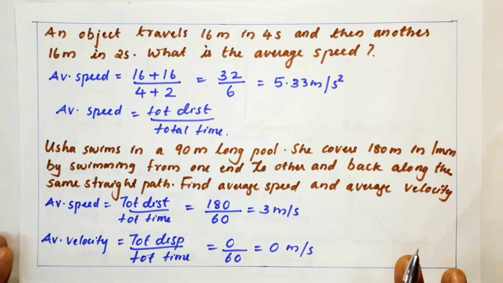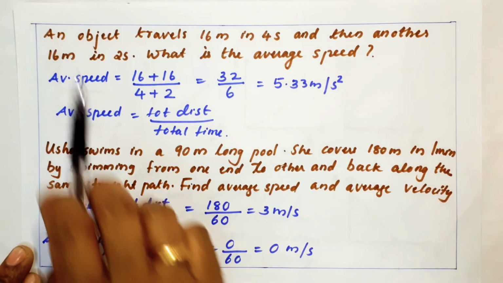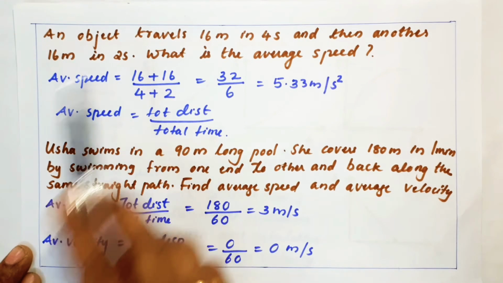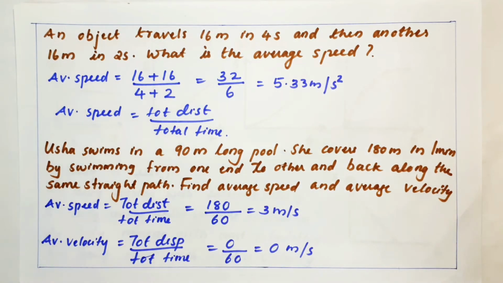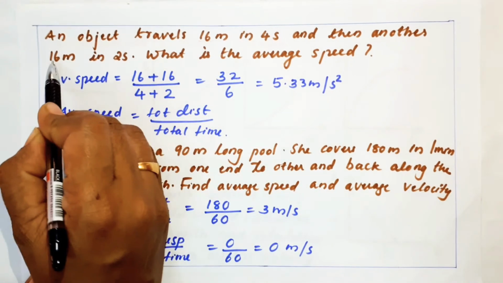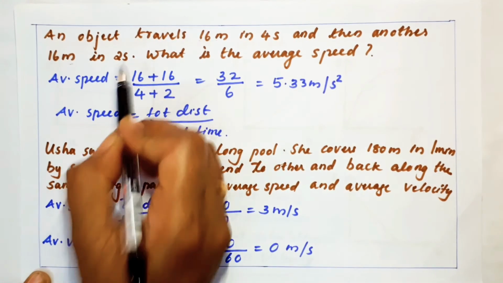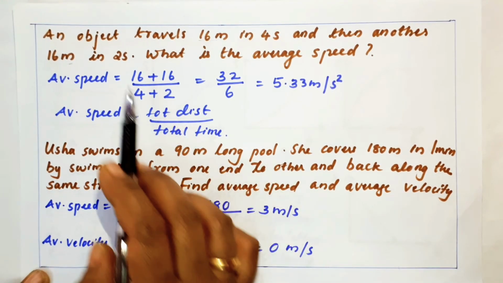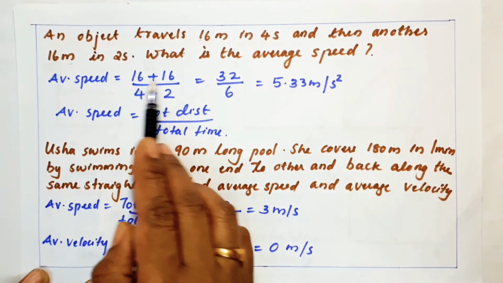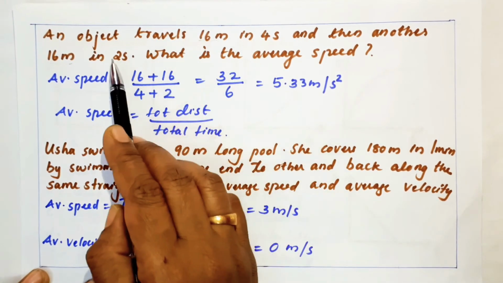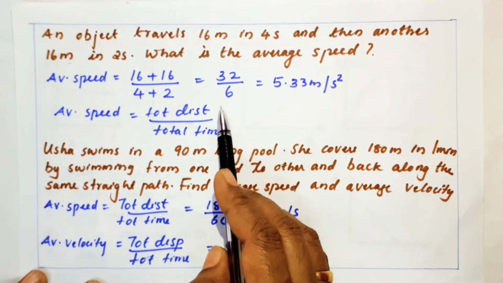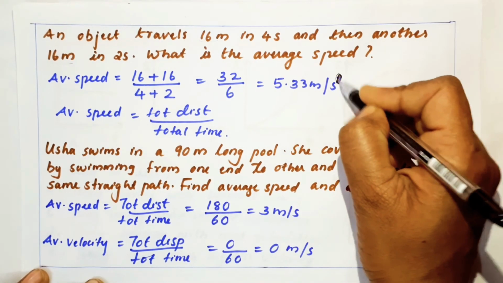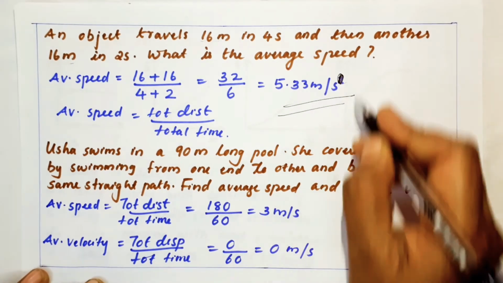I want to do one question related to average speed. An object travels 16 meter in 4 seconds and then another 16 meter in 2 seconds. See, in this question, they gave two distances, 16 meter, and times 4 seconds, 2 seconds. So I am going to calculate. Average speed is total distance by total time. What is the total distance here? 16 and 16, 16 plus 16. Time taken 4 seconds and 2 seconds, 4 plus 2. So it is 32 by 6, that is 5.33 meter per second. Sorry, 5.33 meter per second, not square.